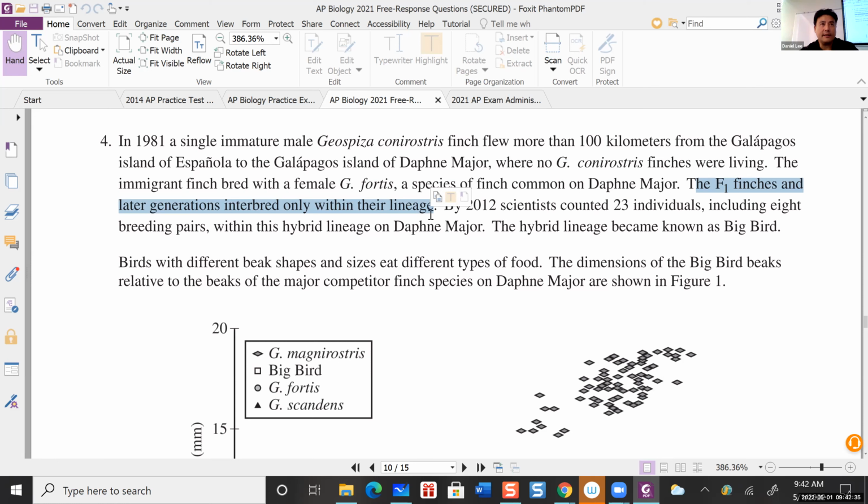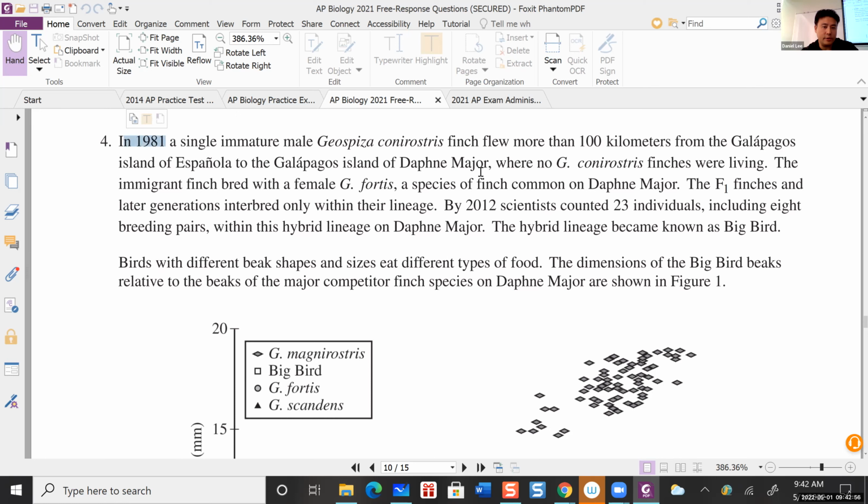Okay, so that means they don't breed with other birds. That's just a fine detail. The hybrid between GC, which is the male, and the GF, which is the female, on Daphne Major, their hybrid is the F1, okay? By 2012, that's many years later, right?